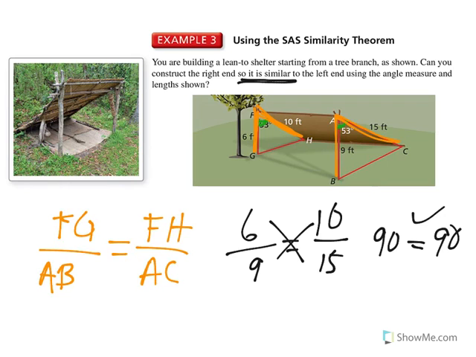So that means we have our proportion that we've already set up over here, where it says FG over AB is equal to FH over AC. That's a true statement, and we can show that angle F is congruent with angle A, the included angle.